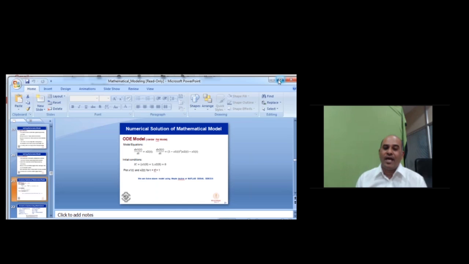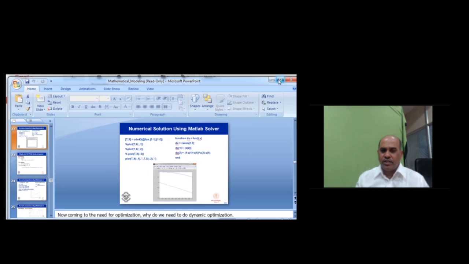I have made the function: dx1 is equal to x2, dx2 is equal to (1 - x1^2) x2 - x1. And I have used MATLAB ODE45, and it directly gives the solution for both x1 and x2 over a time period 0 to t. And you can plot it.